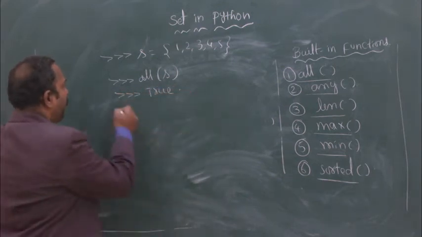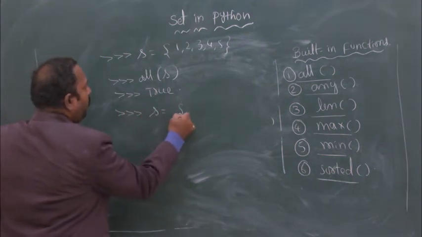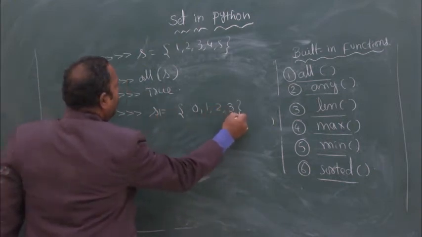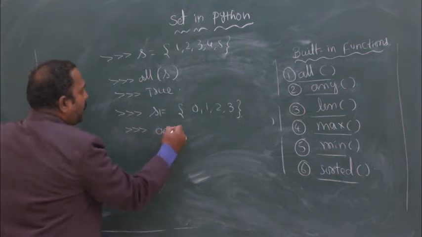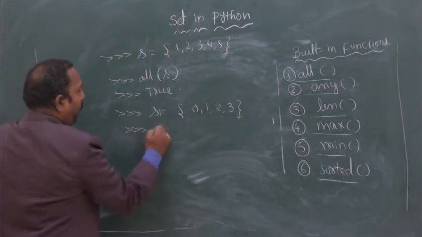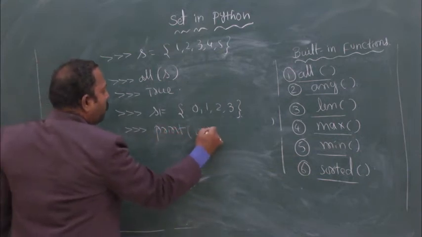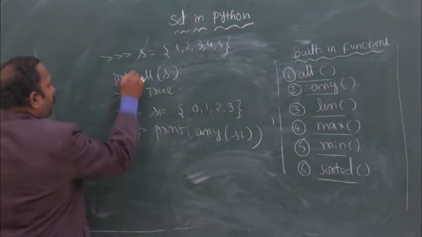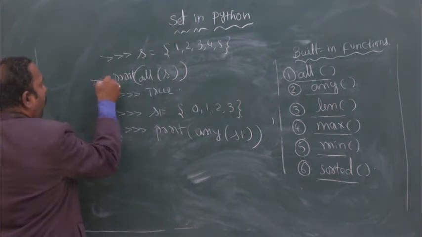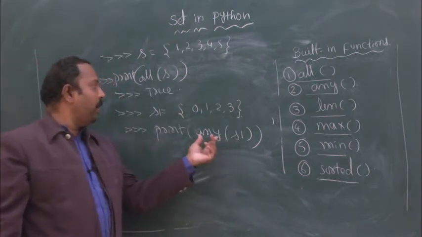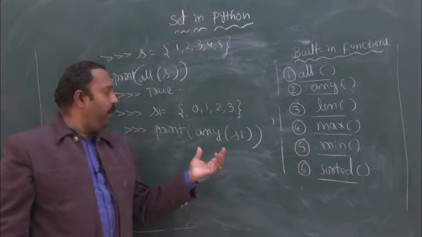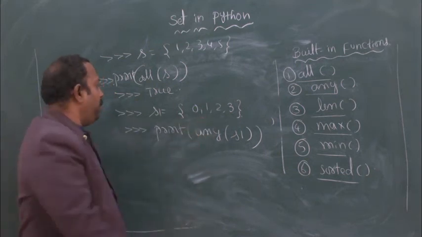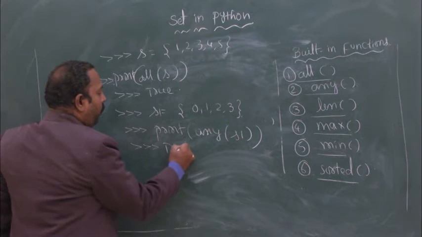Next one is any. Suppose S1 equals 0, 1, 2, 3. Here also you have to give print, which will print the output. So print any of S1. That means if any of the elements is true, you will get true. Here 0 is false, but the others are true. So if any one element is true, you will get the output true.